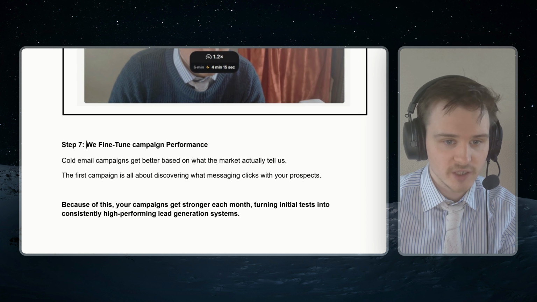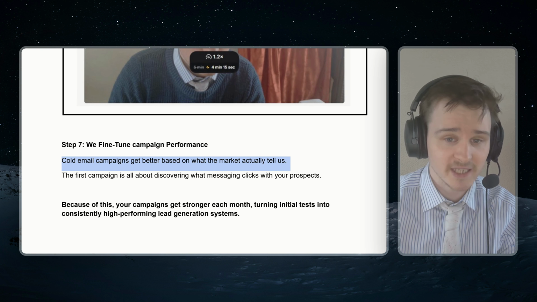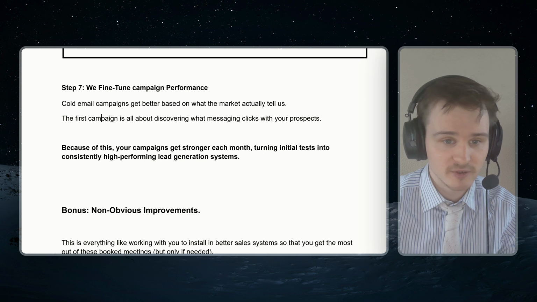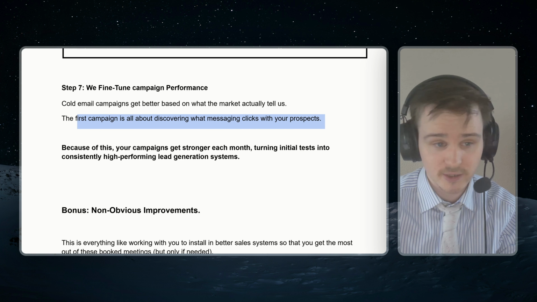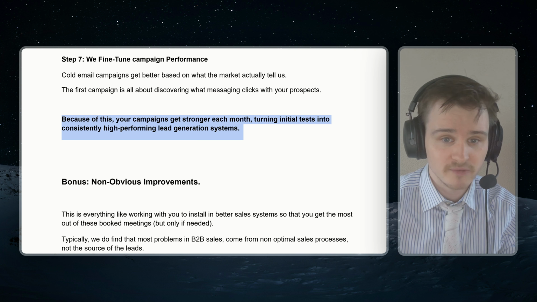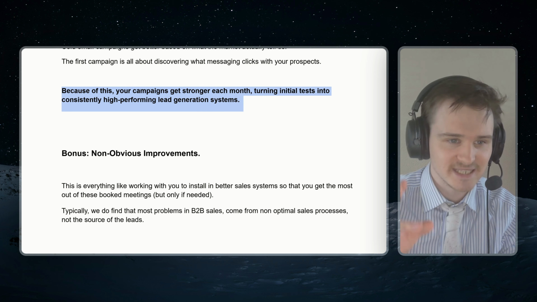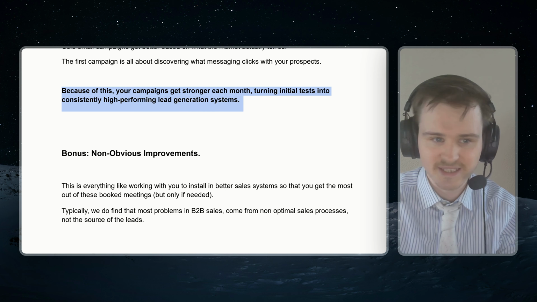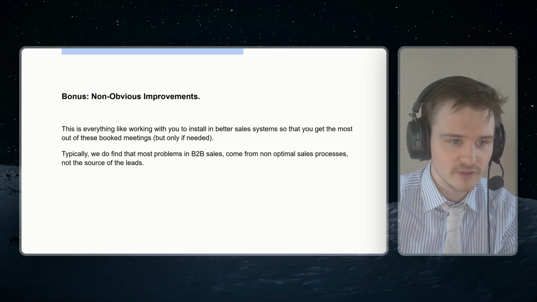Step 7, we fine-tune campaign performance, so cold email campaigns get better based on what the market actually tells us. The first campaign is all about discovering what messaging clicks or doesn't click with your prospect, and because of this, your campaigns get stronger each month, turning initial tests into consistently high-performing lead generation systems. And the bonus for non-obvious improvements.